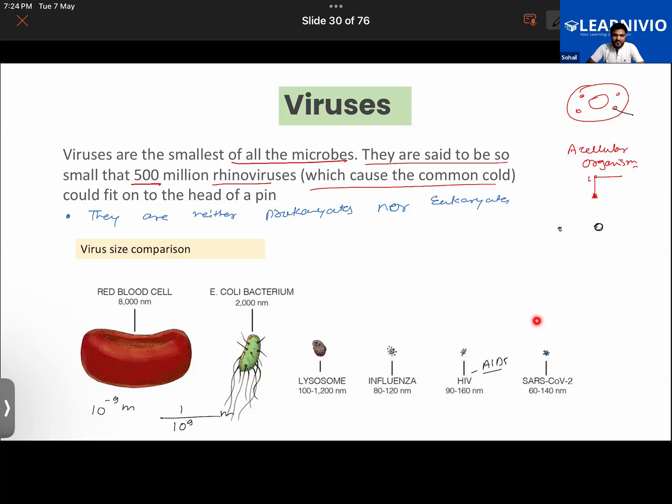Okay, so since they are much, much smaller, they can enter the body of bacteria and human blood cells. That's why we see that viruses not only affect plant and animal cells, but also infect bacterial cells. Isn't that interesting?